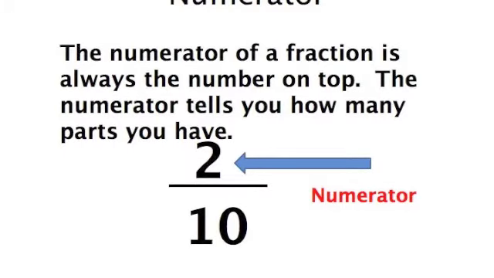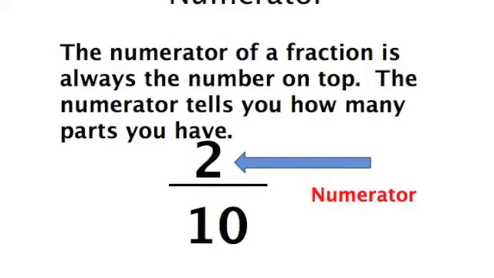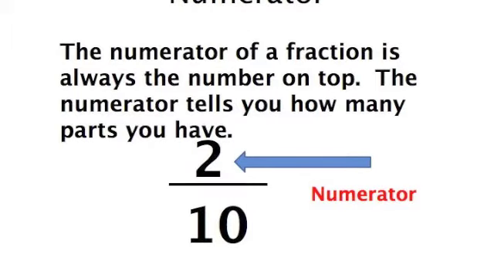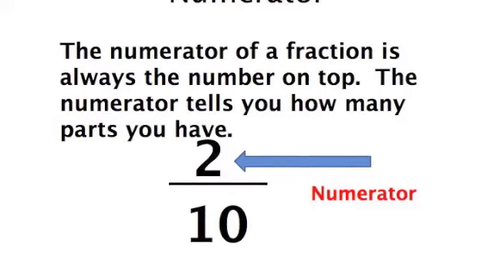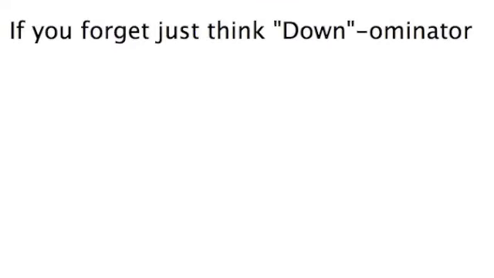Well, now we're going to look at the denominator. We just told ourselves what the numerator is. Now there has to be something that the bottom represents. Well, the denominator. The denominator is the number that is on the bottom. If you ever forget, just think denominator.